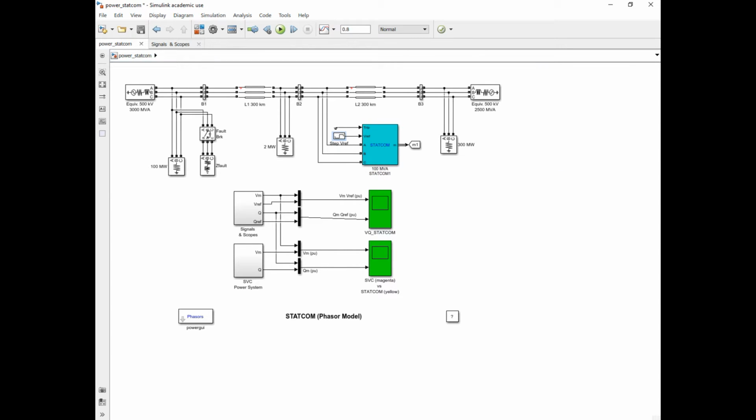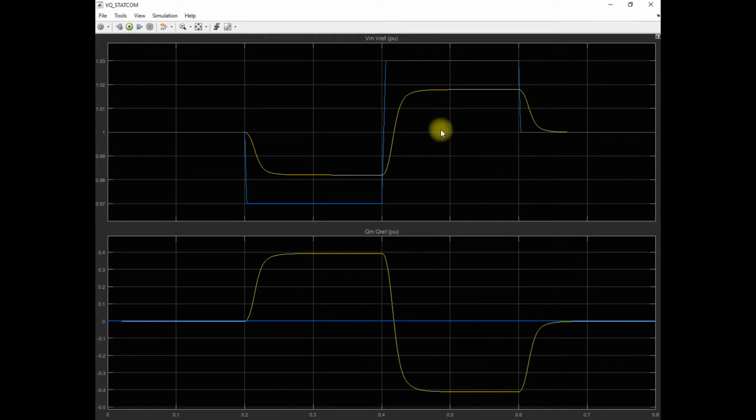You can see in the simulation waveform that after 0.4 seconds the reactive power decreases and becomes negative. Negative reactive power means that it injects reactive power into the system to increase the voltage level near the V reference. But because of the droop reactance, it does not reach the level of 1.03. It reaches nearer to 1.03, around 1.02 per unit.